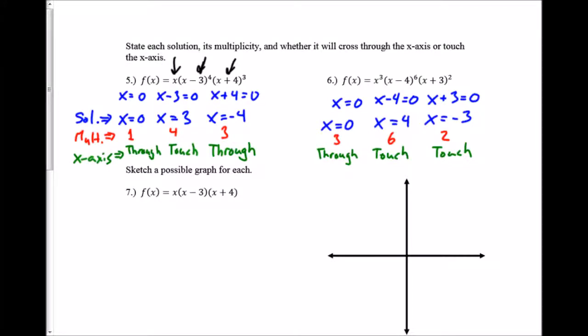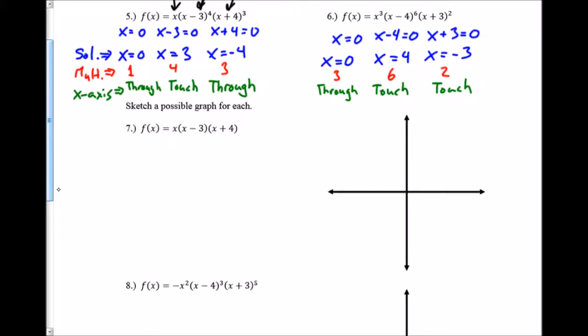And here's what we're going to do. We're going to apply this to a graph. If I look at something like number 7, I'm going to find the same things I just found along with the end behavior in order to graph this thing. So I set each factor equal to 0. So I find out that x equals 0, x equals 3, and x equals negative 4.